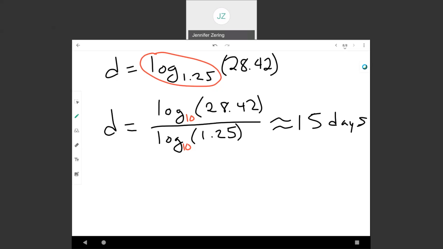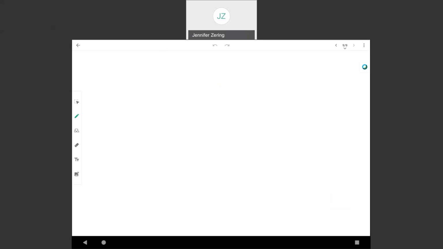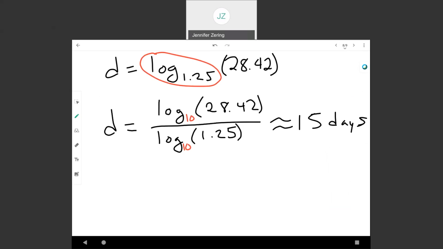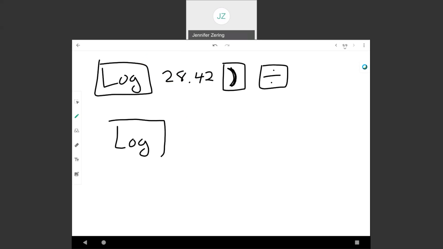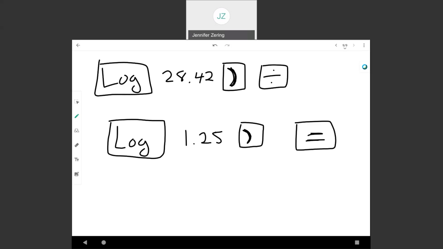Now, I'm going to repeat what we're pressing on the calculator to do this, and I'm going to write down the buttons we're hitting. If you have a scientific calculator or graphing calculator, these buttons should still be relatively close to the same. So it's the LOG button, and then it'll open a parentheses for you. You type in your number, 28.42, and then the close parentheses button. Okay, you have to close those parentheses. Then we hit our division key. Now we type in the log button again because our denominator starts with a log. And we say 1.25 and close those parentheses. Then hit equals. And that should pop out something like 14.999, which we round to 15 days.